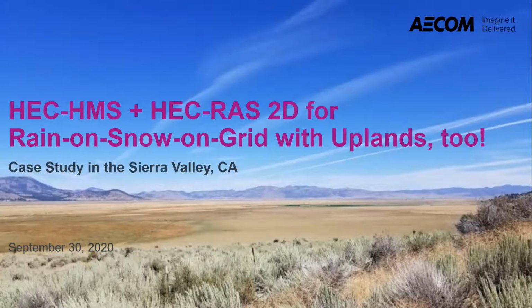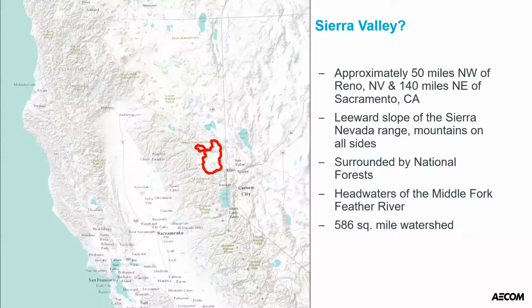I'm going to be talking about a HEC-HMS and HEC-RAS 2D study for rain on snow on grid with Uplands 2. It's a case study in the Sierra Valley of California. Now you're saying, why do we care about the Sierra Valley of California? Well, because it's a little bit like the west slope of Colorado, a little bit like the Front Range of Colorado, and it has significant rain on snow. So it can be of interest. It's of interest to me for sure.